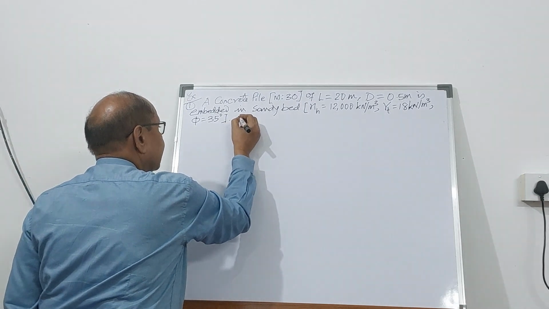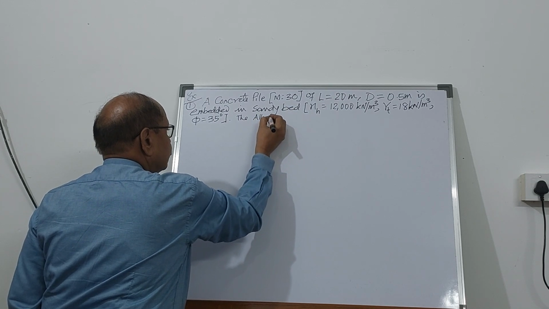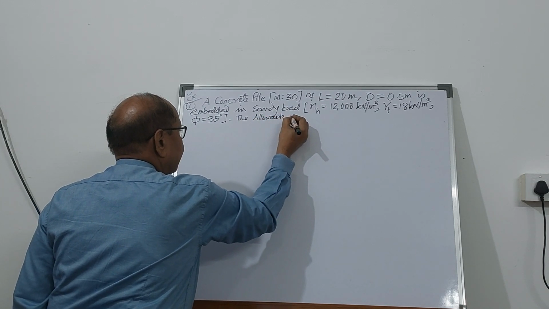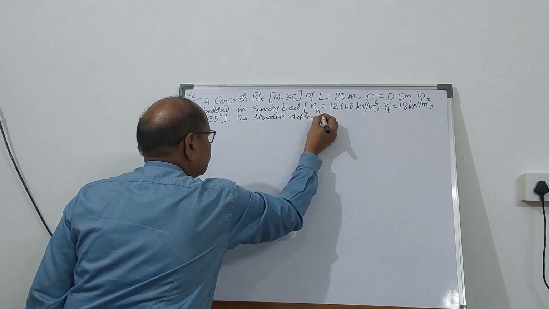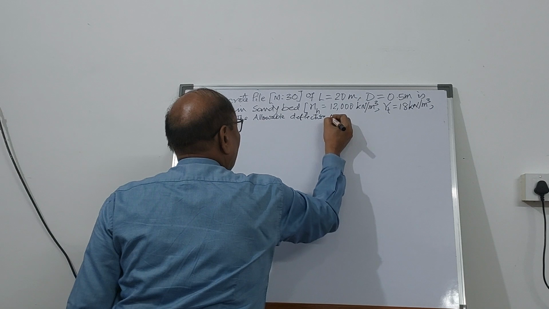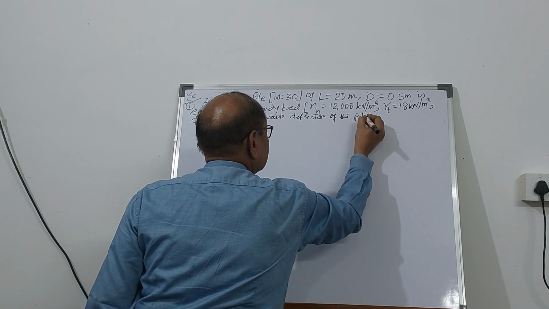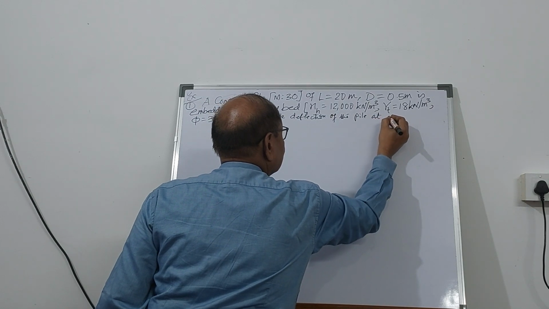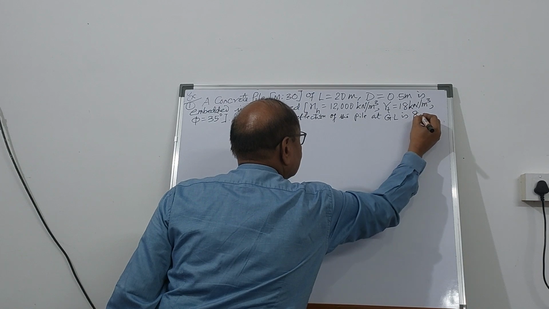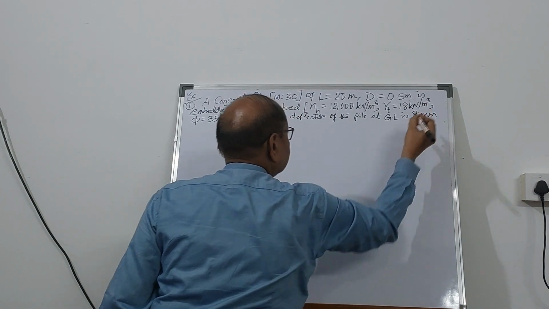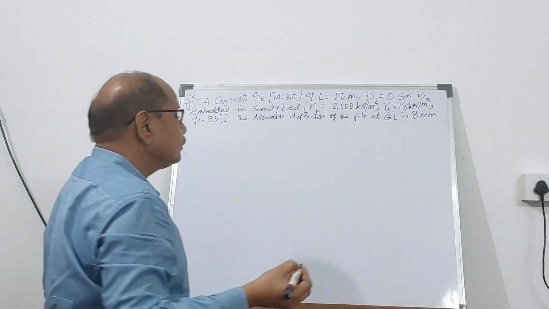The allowable deflection of the pipe at ground level is 8 millimeter. So allowable deflection is also given to you.